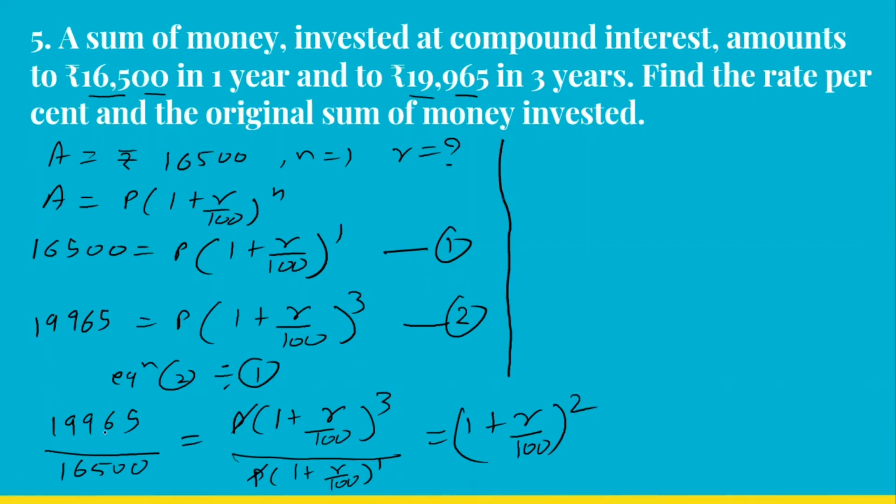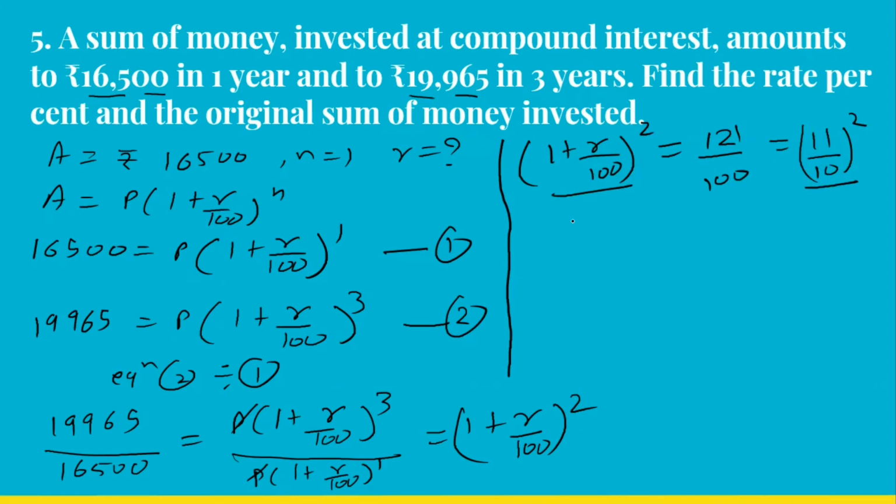Dividing this further, we get (1 + R/100)^2 = 121/100. And 121 is the square of 11, and 100 is the square of 10. So we get (11/10) the whole square. When we compare both of these, if the powers are equal, we equate the bases. So we get 1 + R/100 = 11/10.